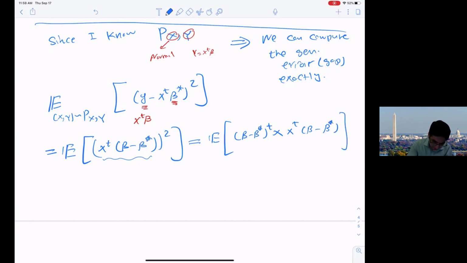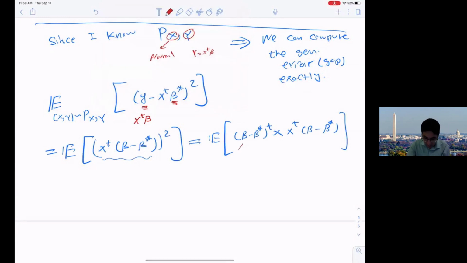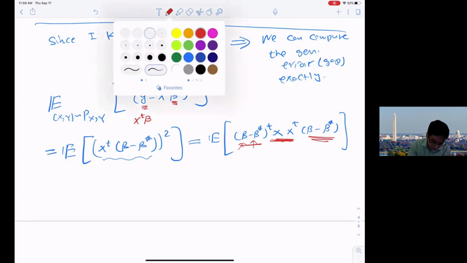Okay, so what is the randomness here? What is the expectation over? These are beta's parameter set that I've used to compute my Y, it is fixed. And beta star is something that I computed from my training and there's no randomness in it. It is fixed. So the only randomness comes from my X transpose, right?